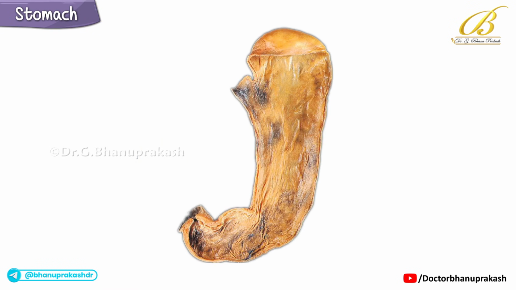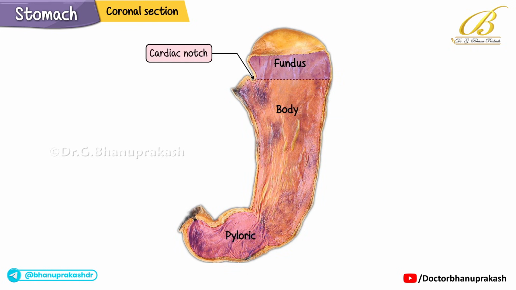This image shows a coronal section of the stomach, revealing its internal features. The stomach is divided into three main parts: the fundus, body, and pyloric part. The cardiac notch lies between the lower end of the esophagus and the fundus. Just above the cardiac notch is the fundus of the stomach, forming the dome-shaped upper portion.